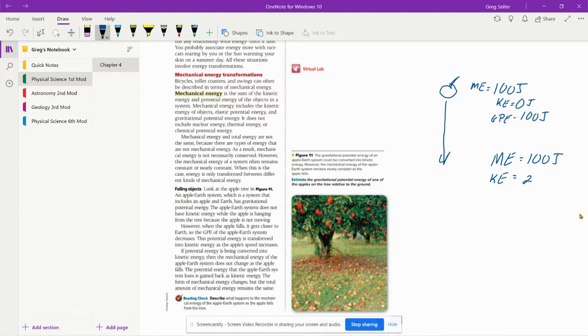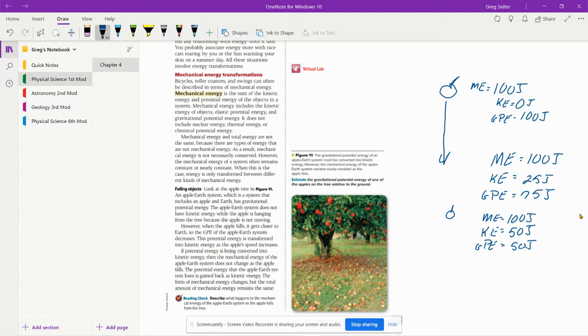Let's say it's 25 joules. Then because of the apple losing height, it's starting to lose gravitational potential energy. Notice 75 plus 25, 100. When that apple gets halfway, mechanical energy is still 100. That's not going to change. But my kinetic energy is 50. It's halfway. My GPE is 50. 50 plus 50 is 100.